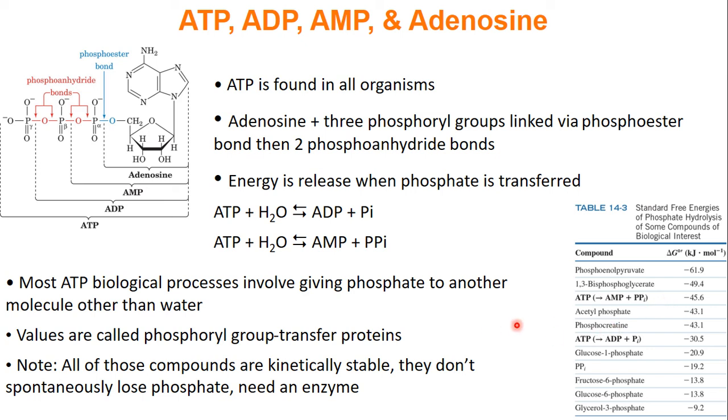Note that all these molecules are kinetically stable. Even though delta G is very negative, you just don't randomly lose your phosphates. In fact, that would be horrible if you just lost these phosphates. You need an enzyme to move around these phosphates.